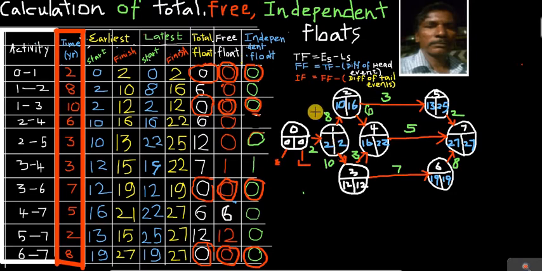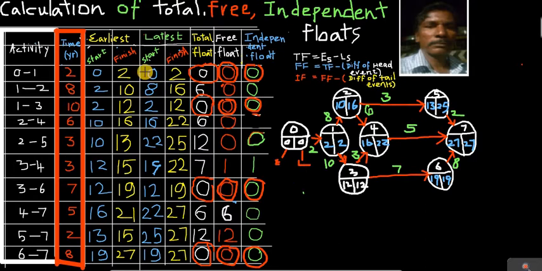16 minus 8, what will we get? 8. Here 12 minus 10, you'll get 2. So 2 is the minimum that you have to write here. Then 2 minus 2 becomes 0. Thus, we can calculate the earliest time and latest time for each and every event here.